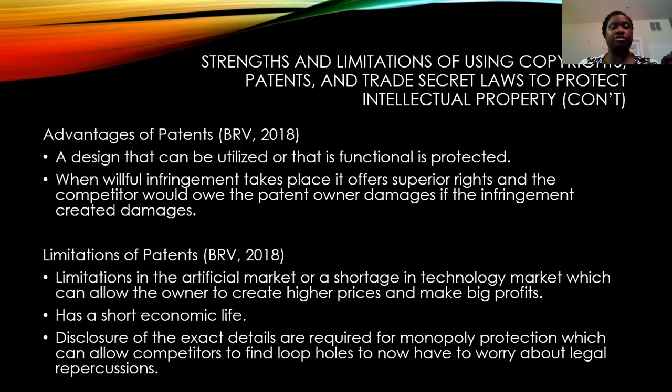Disclosure of the exact details is required for monopoly protection, which can allow competitors to find loopholes so they do not have to worry about legal repercussions. So basically, when you file a patent, you have to give the details of everything, the invention and all that other kind of stuff. And like they said, somebody else can go and read everything line for line and find some type of way to copy your stuff without having any legal actions taken against them.